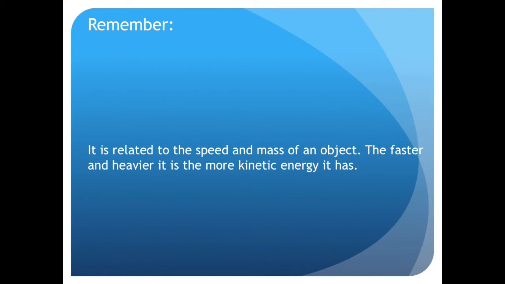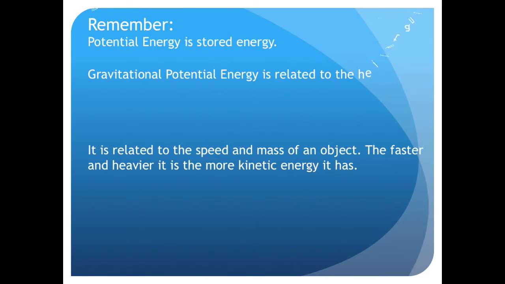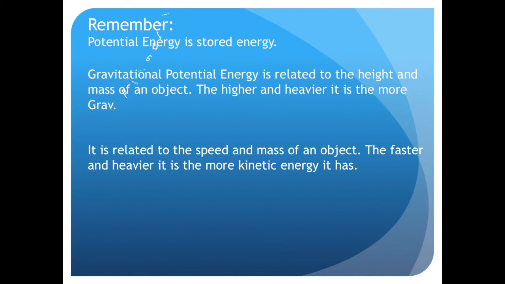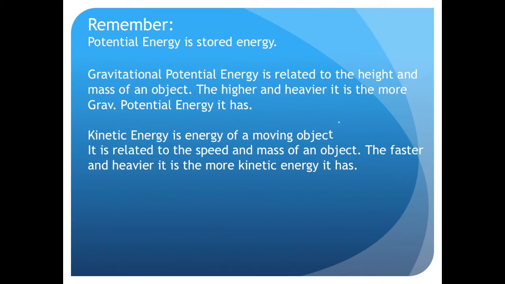Anyway, so remember, potential energy is stored energy. Gravitational potential energy is related to the height and mass of an object. The higher and heavier it is, the more gravitational potential energy it has. Kinetic energy is energy of a moving object. It's related to the speed and mass of an object. The faster and heavier it is, the more kinetic energy it has.